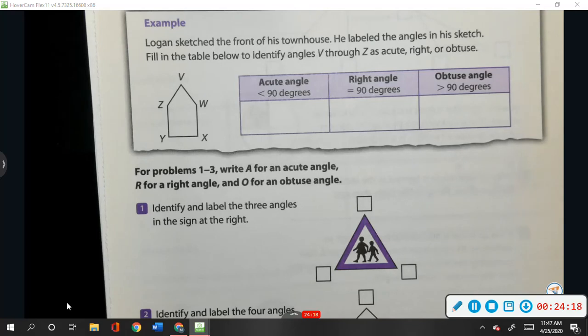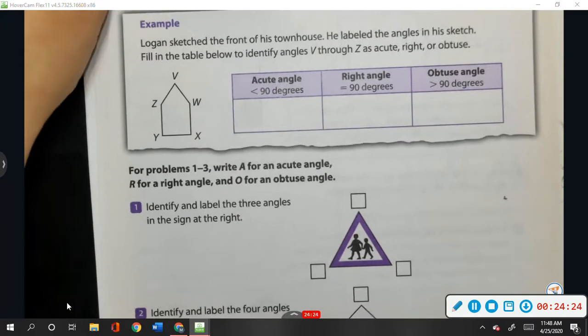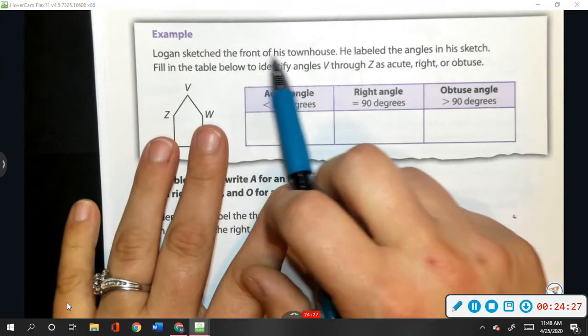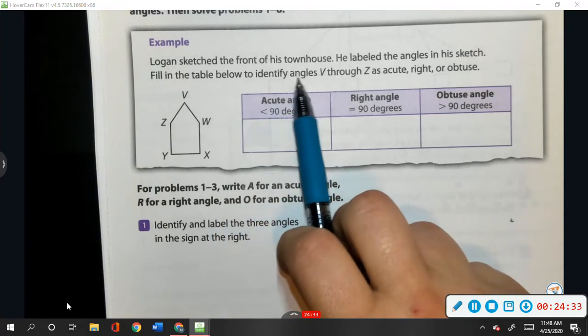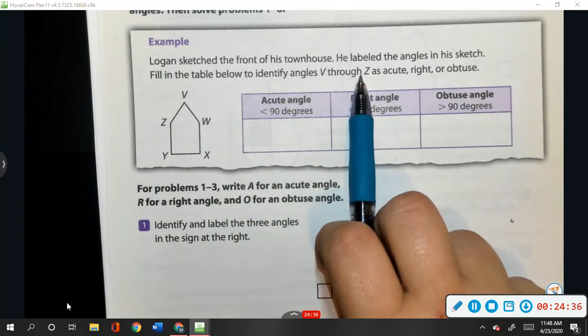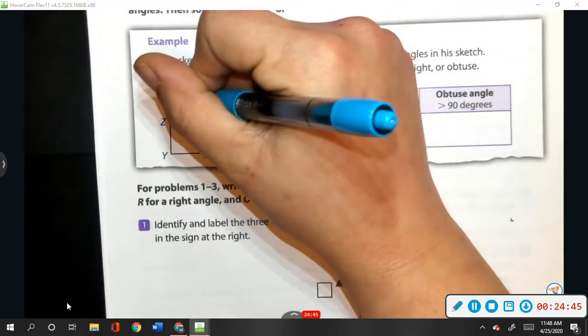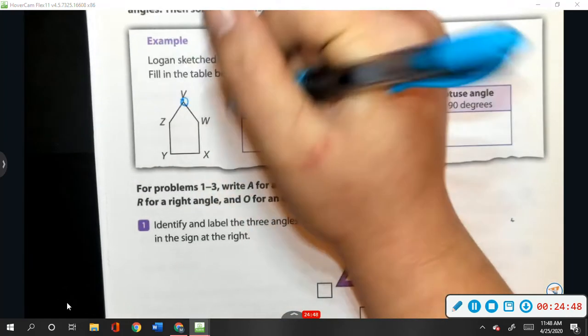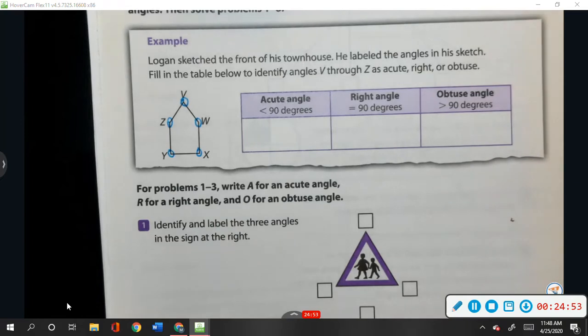Alright, so we're on our practice page 311. It says, Logan sketched the front of his townhouse. He labeled the angles in his sketch. Fill in the table below to identify angles V through Z as acute, right, or obtuse. So, we need to look at our angles. We have an angle here, an angle here, an angle here, here, and here. So, an acute angle is going to be less than 90 degrees.